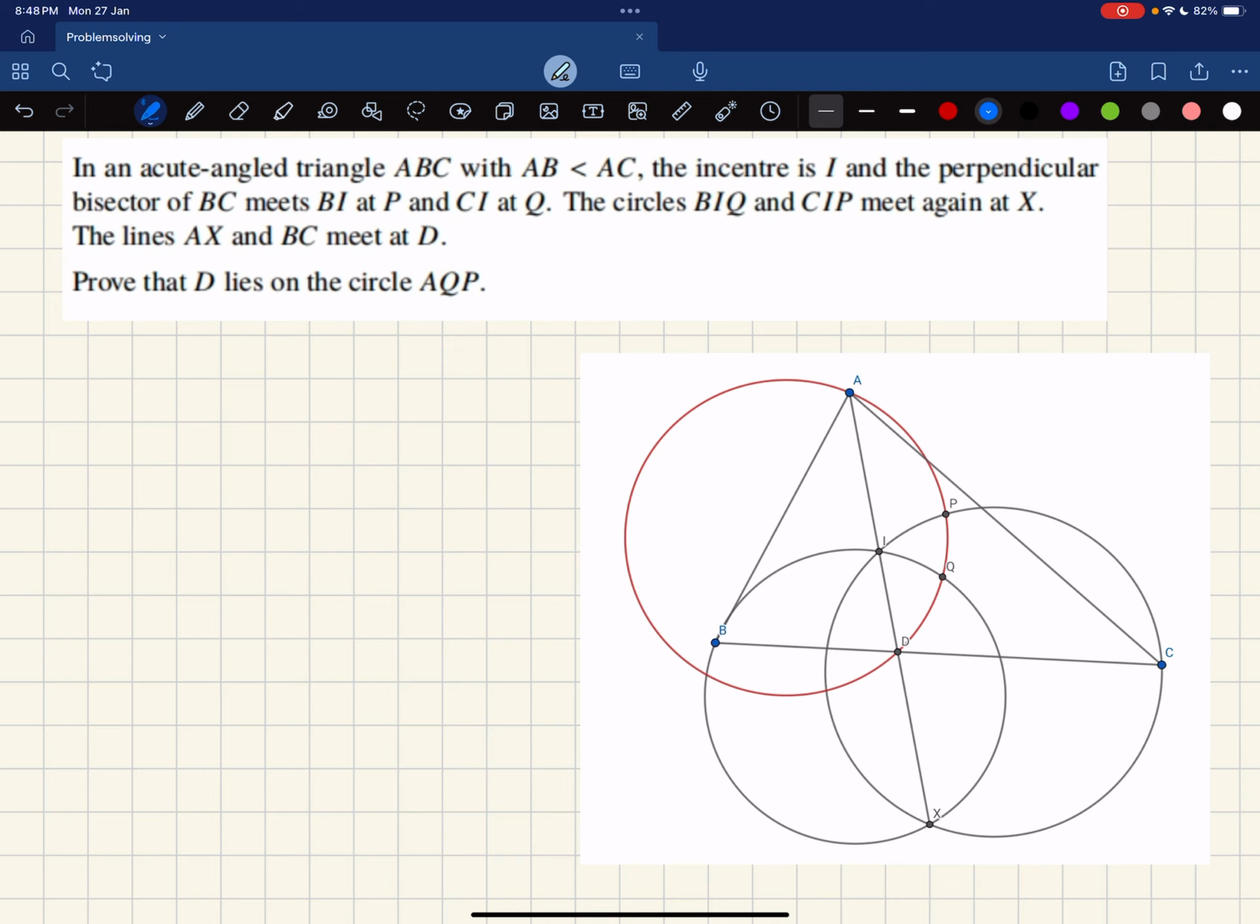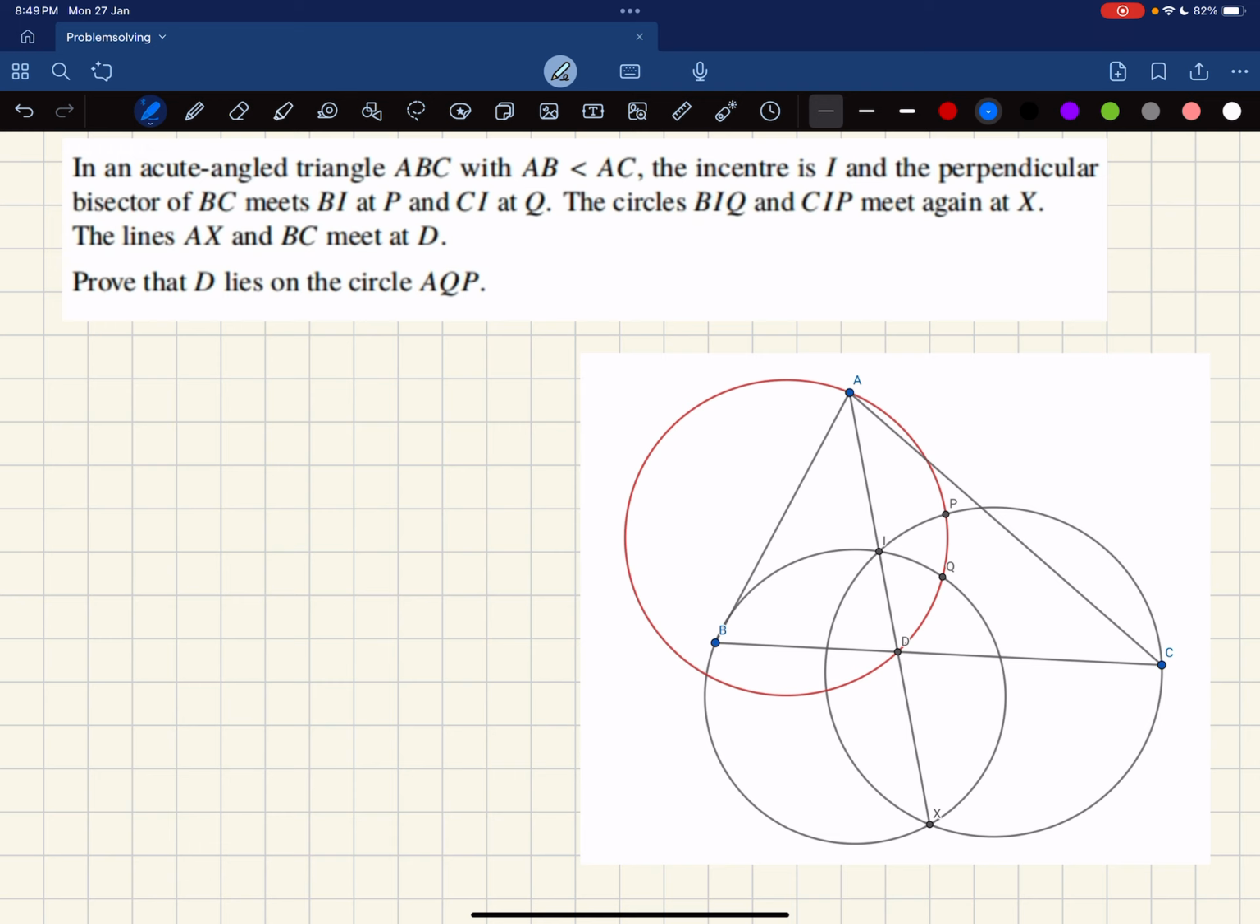We can know that P and Q, these 2 points, are located on the perpendicular bisector of the segment BC, right? And I is the incenter. X is the intersection of the two circles, and D is the intersection of AX and BC. So I have to prove that point D lies on circle APQ. So how can we solve this problem?